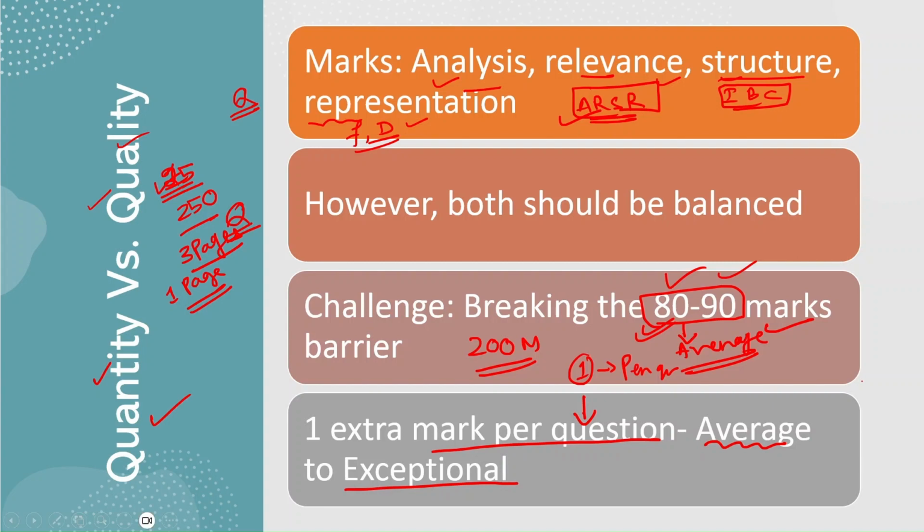That is, you write good analysis in your answer, analyze and break the question into relevant portions and answer them effectively. Be relevant to your answer. Whatever the question has asked, be specific and write the answer within the scope of the question. The structuring is good, representation is good, and you have not exceeded your word limit, and within the word limit, you have done all this. That 1 extra mark will benefit you to achieve a high score and break that average barrier to go to the exceptional marks. So this is the debate over quantity versus quality.